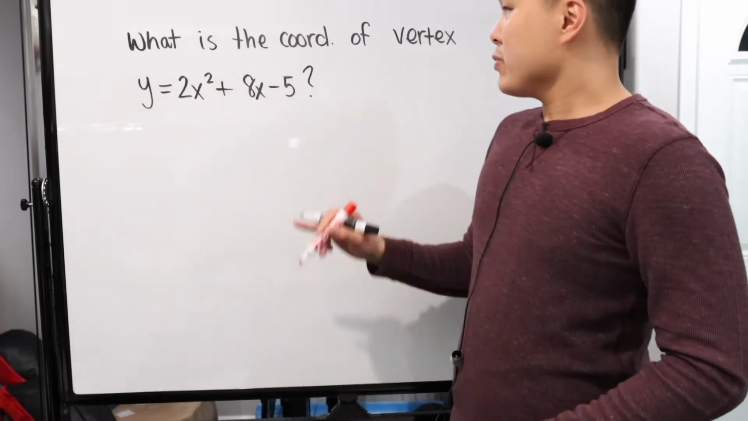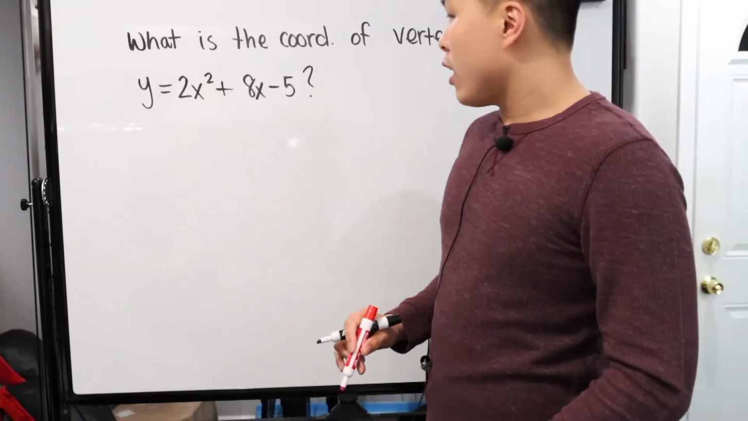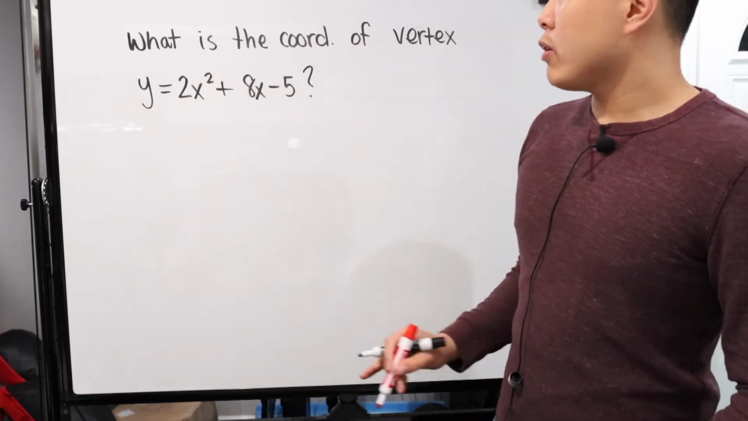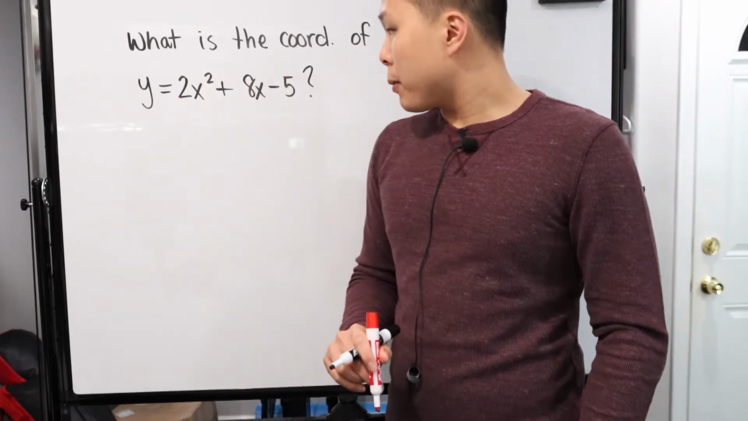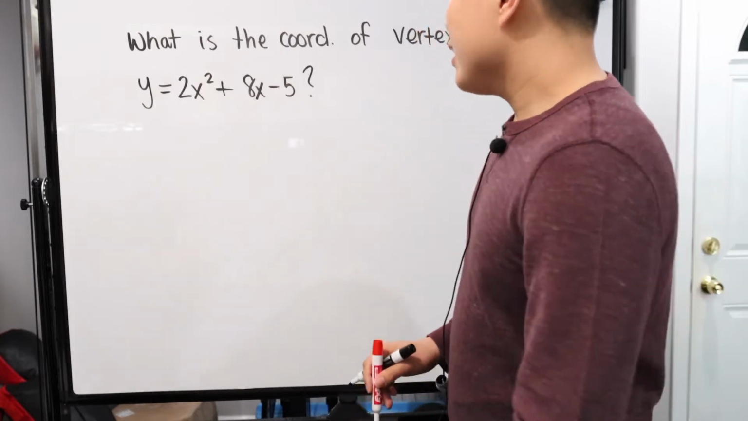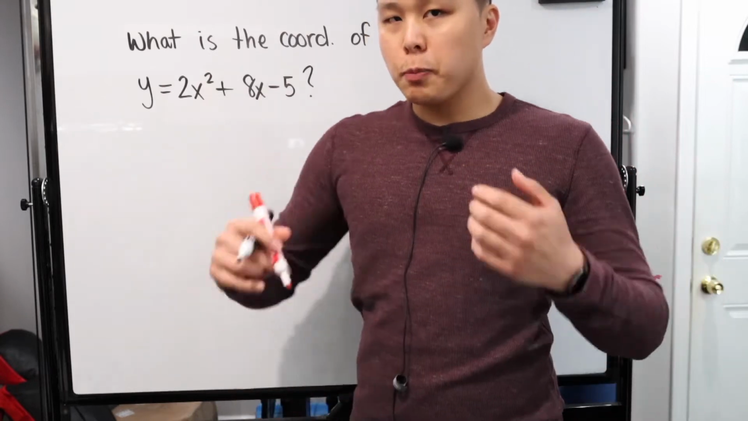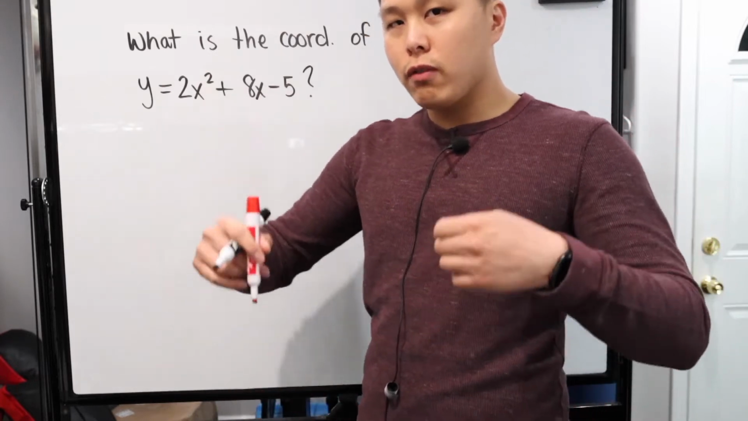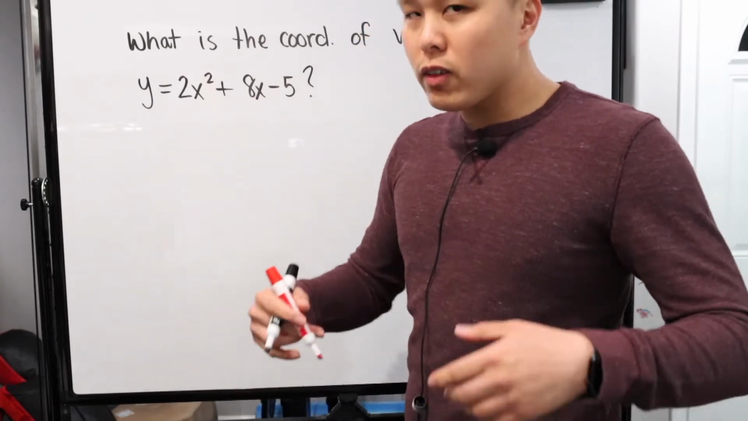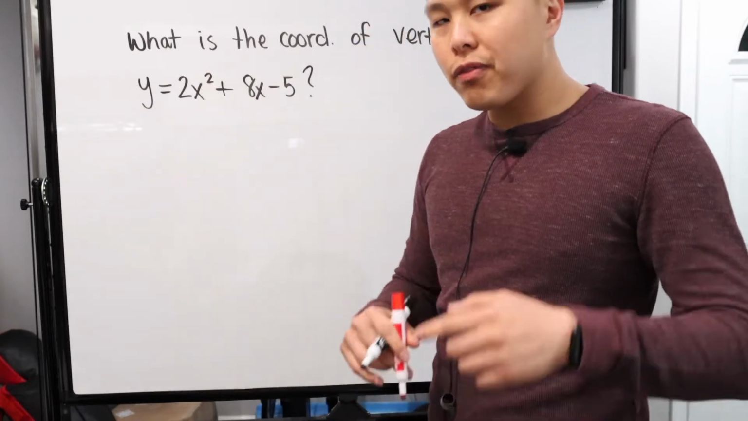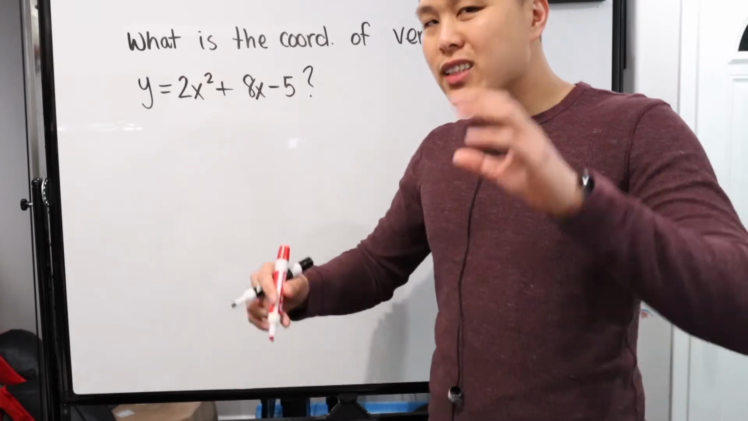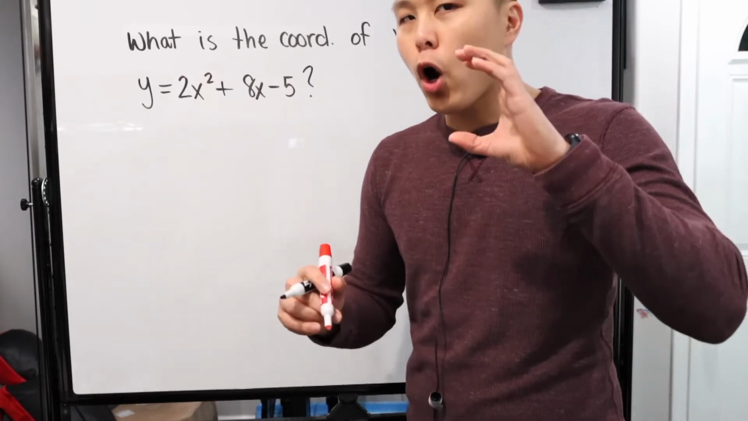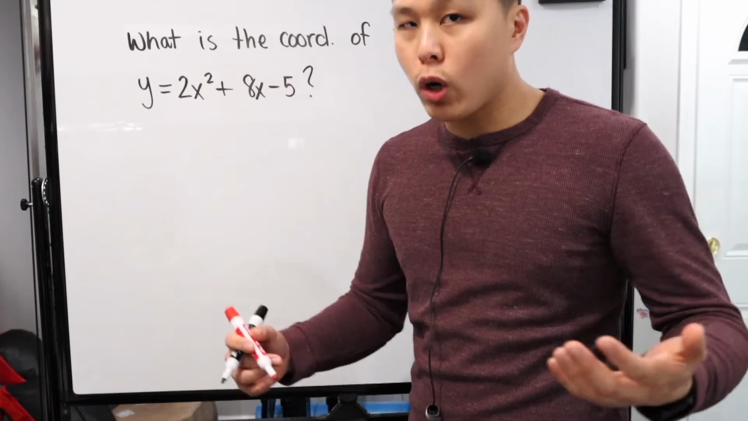Now, here's the thing. For our first problem, what is the coordinate of the vertex for this equation right here? y equals 2x squared plus 8x minus 5. Some of us might have experienced what is called the vertex formula, right? Some of us might not have. But interestingly enough, that vertex formula is a subpart of basically the quadratic equation.